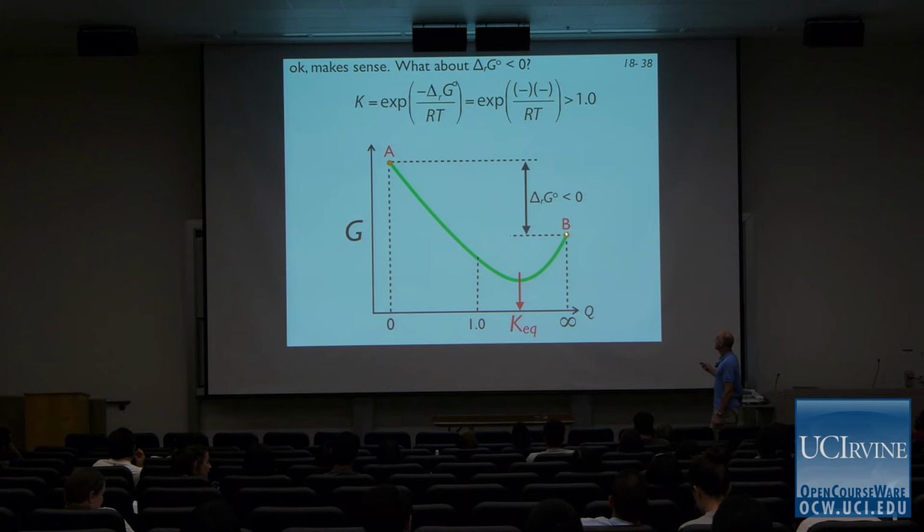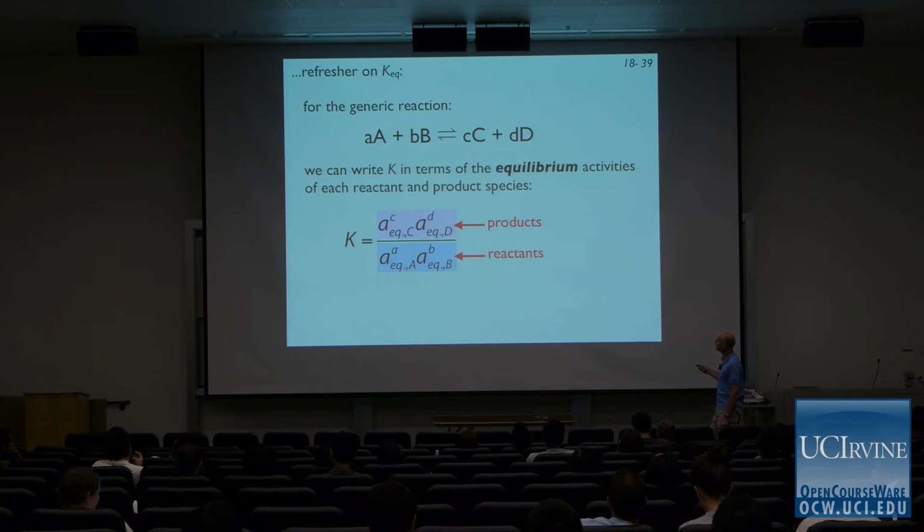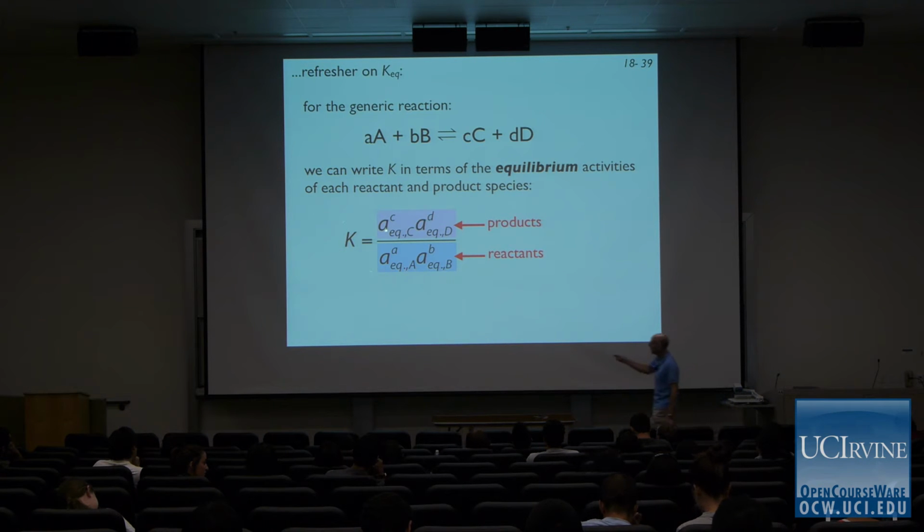More of this than that, right? So we can be a little bit more specific about that. If we have some generic reaction, this is just a review from Chem 1, A moles of A, B moles of B, C moles of C, and D moles of D. The equilibrium constant is given by this expression where we've written everything in terms of activities.